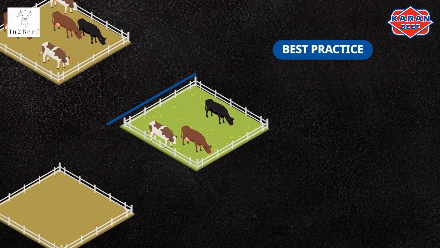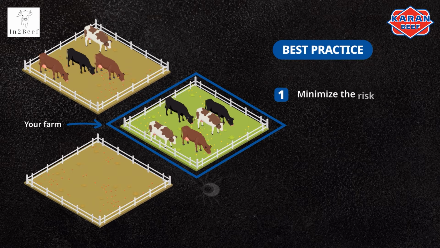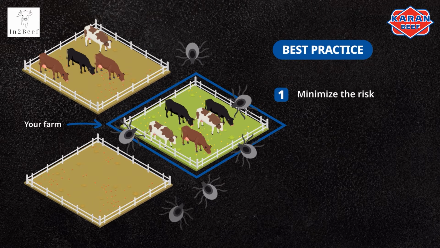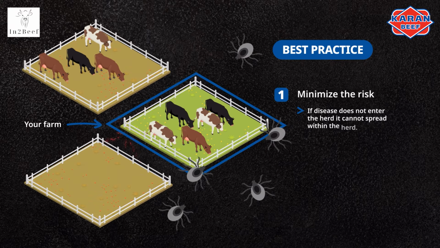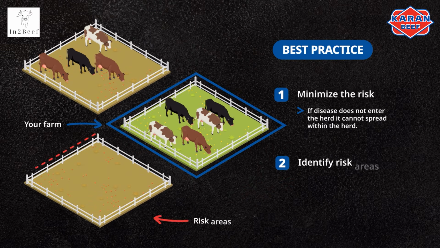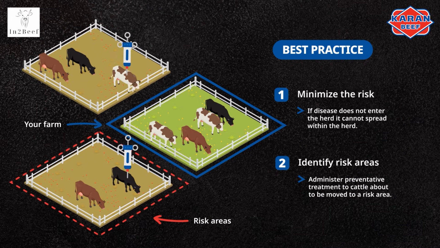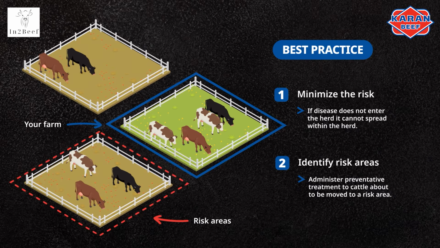The best practice when moving cattle or introducing them to a herd is to minimize the risk of bringing diseases onto the farm. If disease does not enter the herd, it cannot spread within the herd. Identify risk areas, and administer preventative treatment to cattle about to be moved to a risk area.